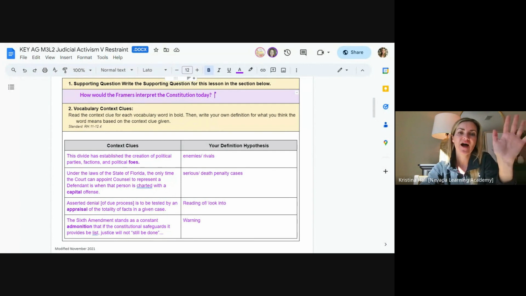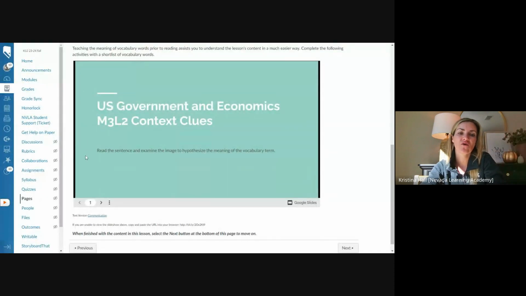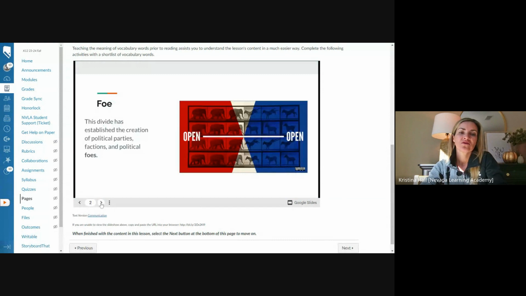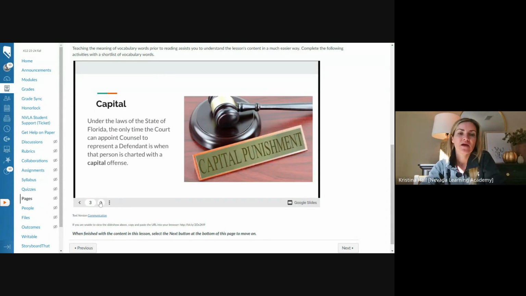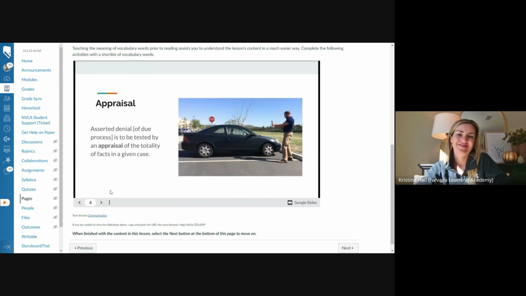Okay, there are going to be 5 key vocab words, so let's go over those. Foe: this divide has established the creation of political parties, factions, or political foes, so opponents. Capital: under the state law of Florida, the only time the courts can appoint counsel to represent the defendant is when that person is charged with a capital offense. So capital meaning very, very bad.